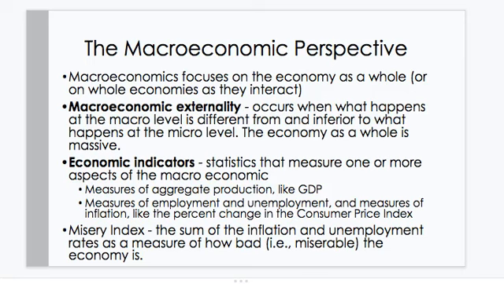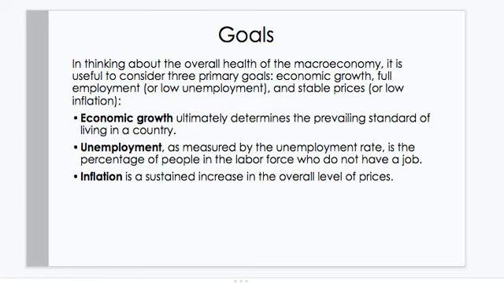Measures of aggregate production like GDP, measures of employment and unemployment, and measures of inflation like the percent change in the consumer price index. Misery index, the sum of inflation and unemployment rates as a measure of how bad, i.e. how miserable the economy is.